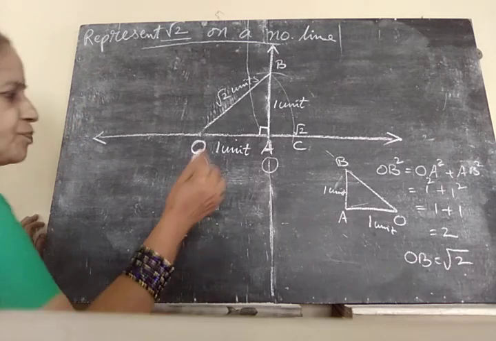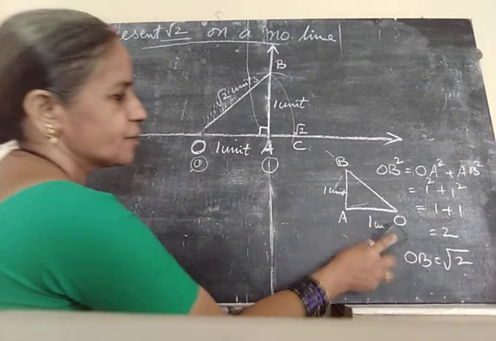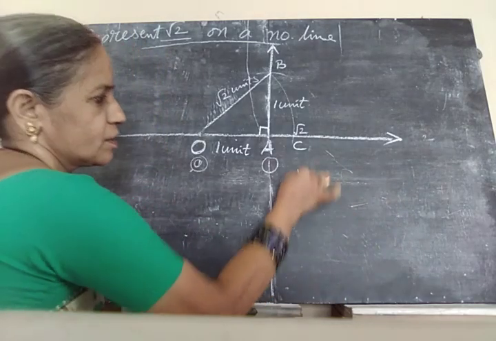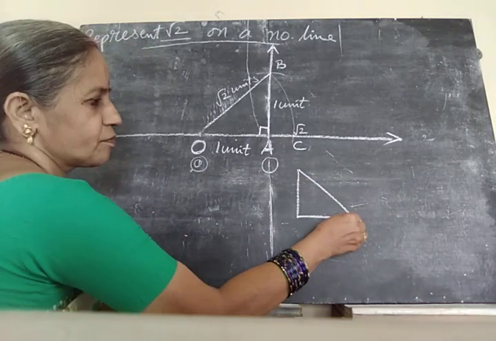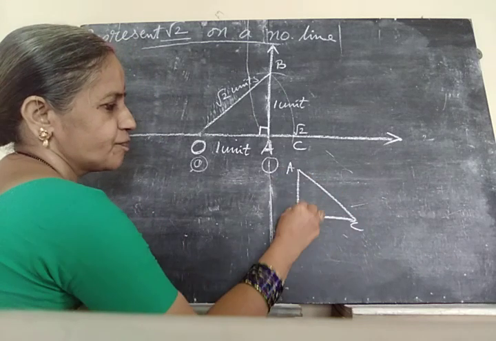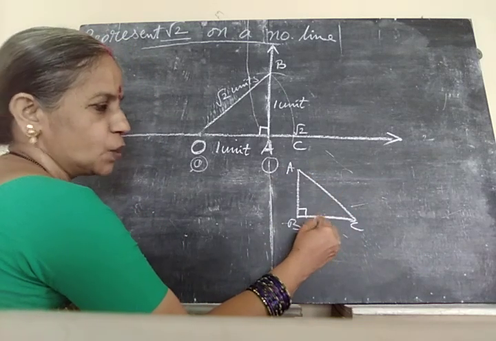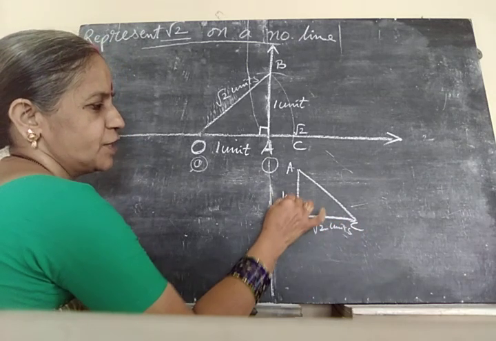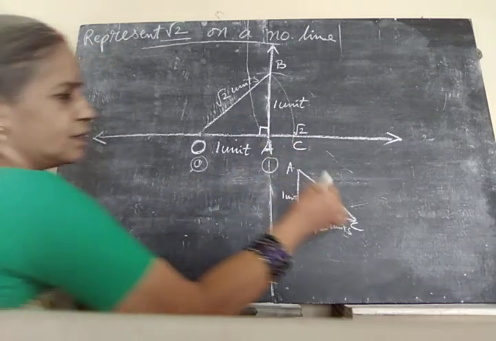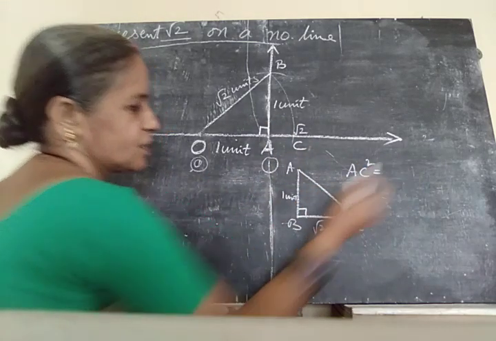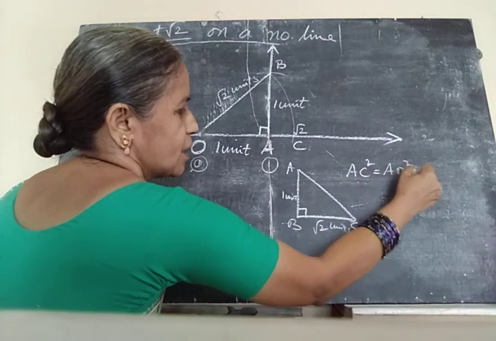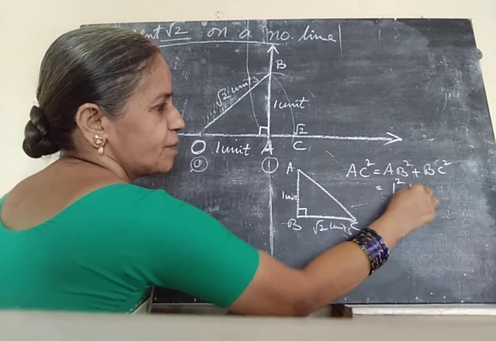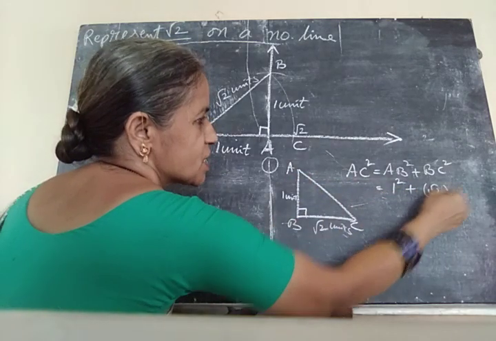What about root 3? See, here, suppose it is ABC. This is root 2 units and this is 1 unit. If you take it like that, then what about AC? AC square is equal to AB square plus BC square. AB square means 1 square plus BC square, root 2 whole square.